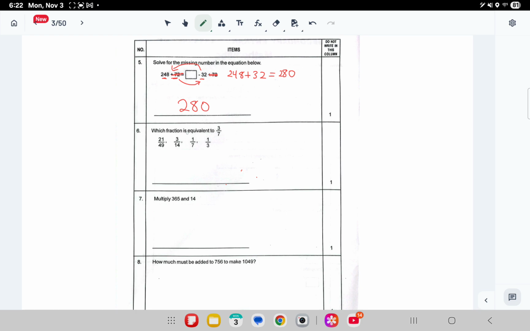Number 6, which fraction is equivalent to 3 sevenths? Equivalent means that they are the same. So we have 21 over 49. So if we reduce this now, we can divide both numbers here by 7. 7 could go into 21 3 times, 7 could go into 49 7 times. So we realize that 21 over 49 is the same as 3 sevenths. So therefore the equivalent fraction is 21 over 49.